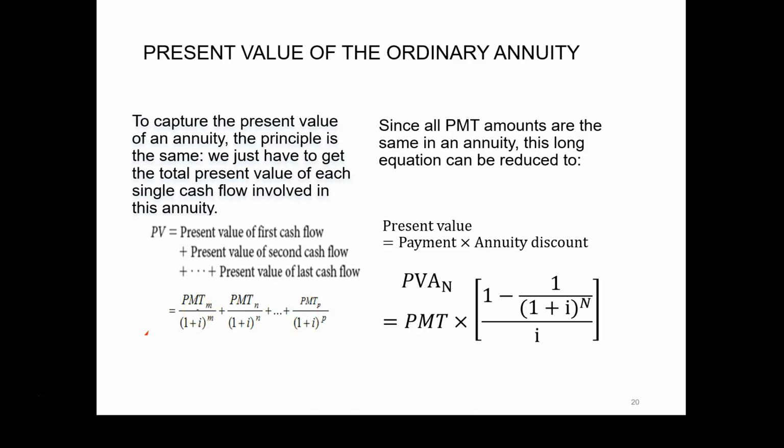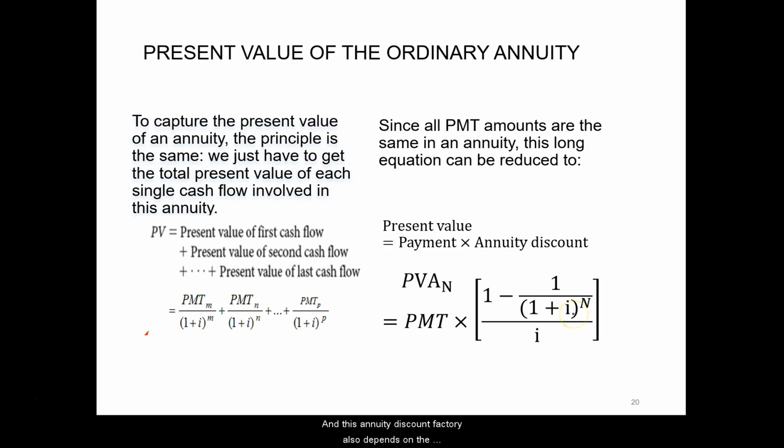You sum them up. Now, if all these payments are the same, we have an annuity, which means all these cash flows occur pretty regularly. So you have 1 plus I to the power of 1, 1 plus I to the power of 2, and then maybe 1 plus I to the power of 5. Mathematically, it can be derived into something way simpler because of the pattern behind this sequence. So now we are looking at the present value of annuity formula, and it is the payment amount multiplied by this annuity discount factor.